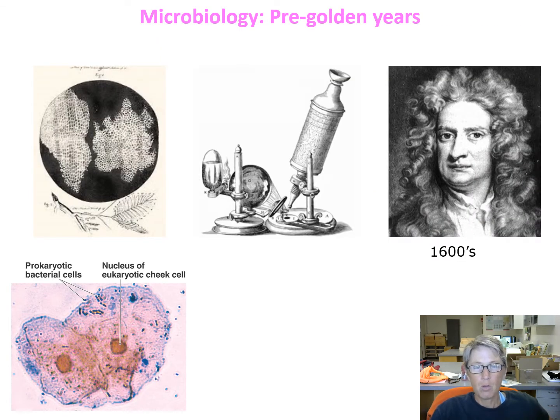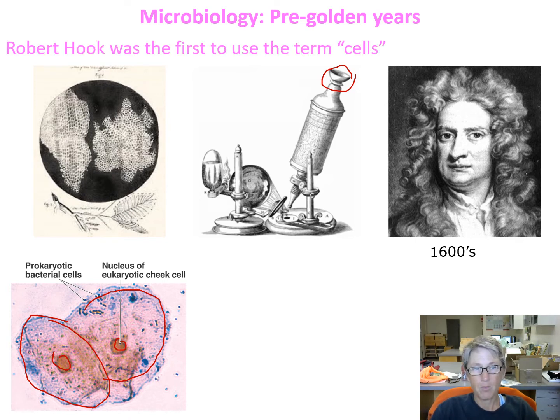So the pre-golden years, this is a drawing of Robert Hooke, who was the first guy to coin the term cells. So here's a picture, here's 2 cells. Here's one cell with its nucleus, its cheek cell. Here's another cell with its nucleus. So 2 cheek cells. Robert Hooke used this primitive microscope in the 1600s to view cells. So he was the first guy to use that.